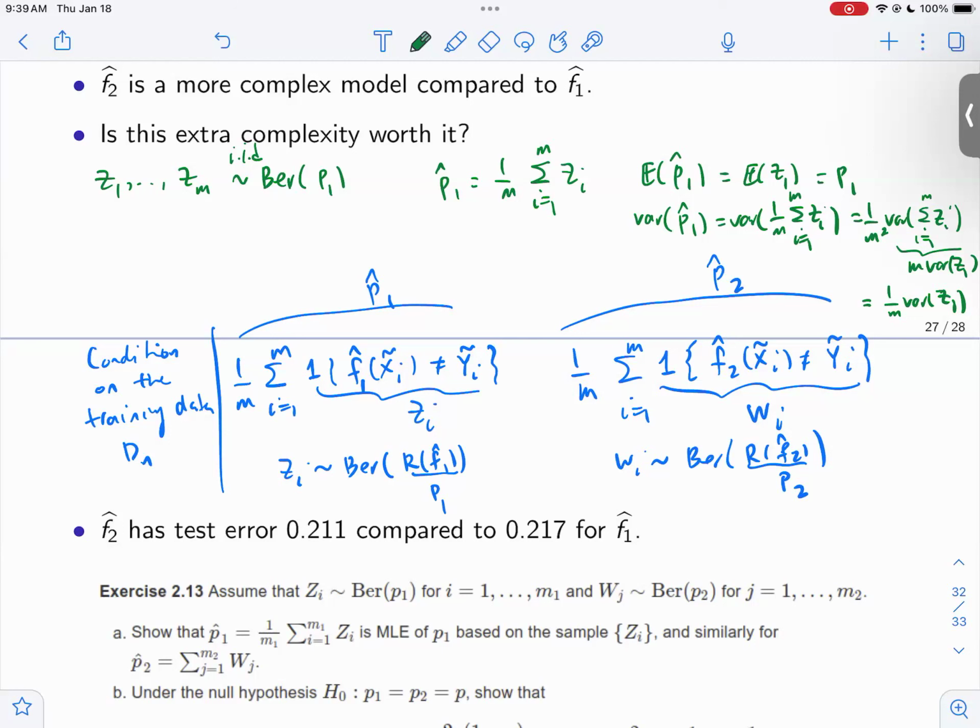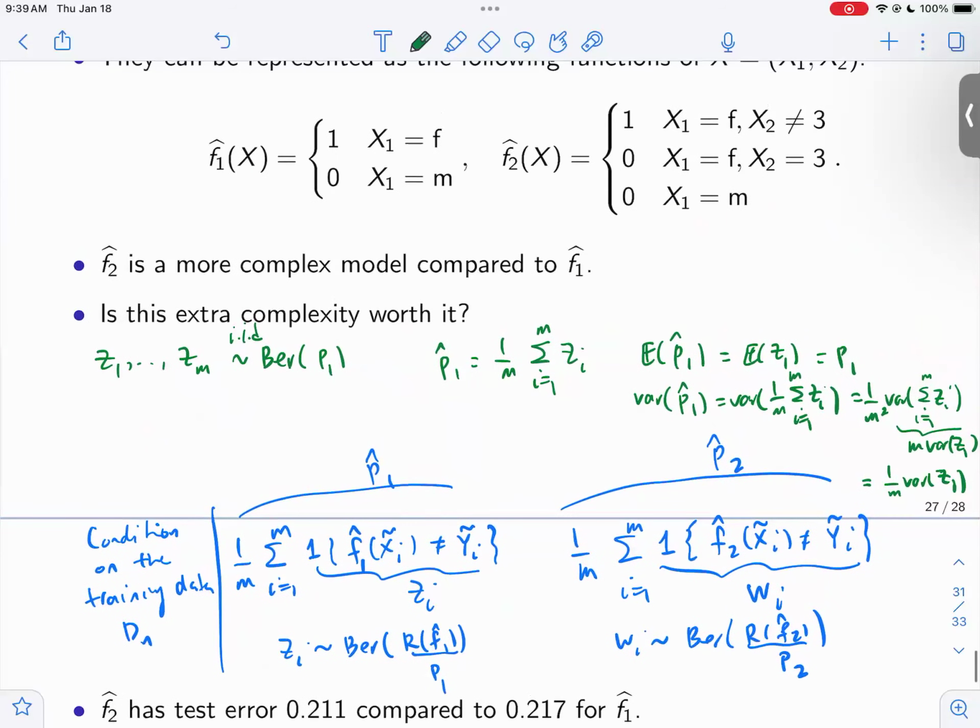So what is the variance of Z1? Anyone know what the variance of Z1 is?